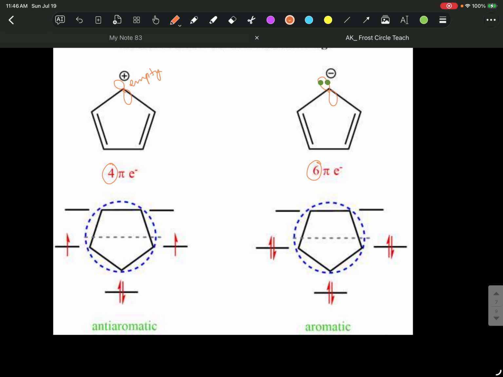We draw the Frost circle and put the pentagon inside that such that the vertex is at the bottom here. And you can see that we have 1 lowest energy, 2 above that, and 2 more in the antibonding. So all these 3 are going to be in the bonding region, and this is the antibonding region. There is no non-bonding here because at the center, nothing touches the circle.